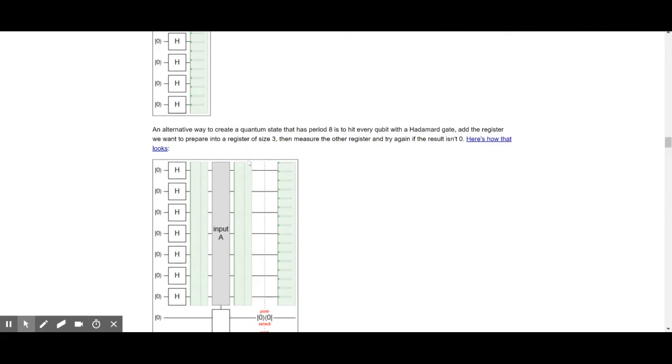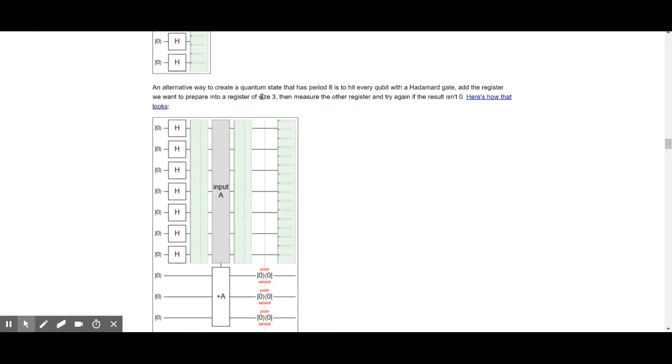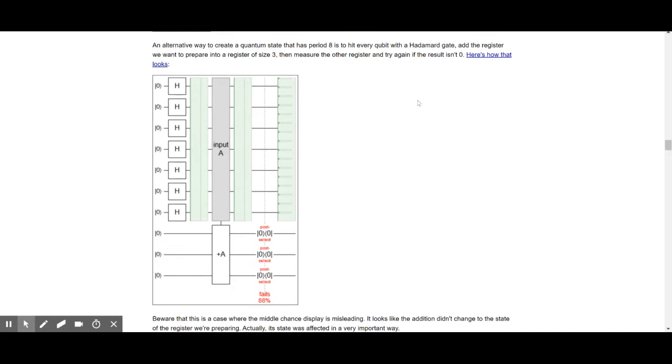So an alternative way to create a quantum state that has period 8 is to hit every qubit with a Hadamard gate, add the register we want to prepare into a register of size 3, then measure the other register and try again if the result isn't 0.